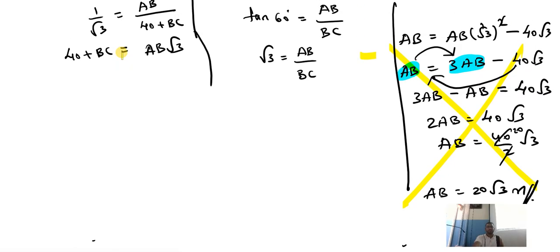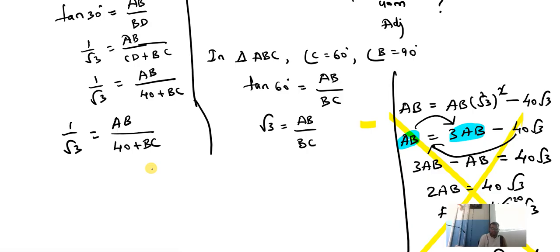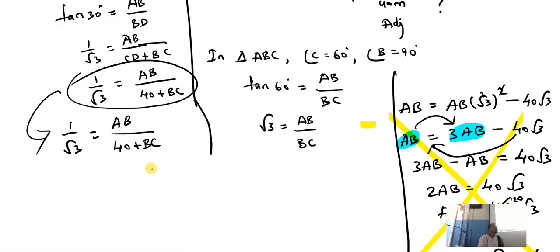How can we find the answer for this? Till here it is common, right? 40 plus BC equals AB root 3 we got. Now what I will do, I'll take BC here. Here you can see in this step 1 by root 3 as it is. AB we don't know. 40 plus BC, this was my step. Same step I have written once again. Now after this what I should do, we don't know.